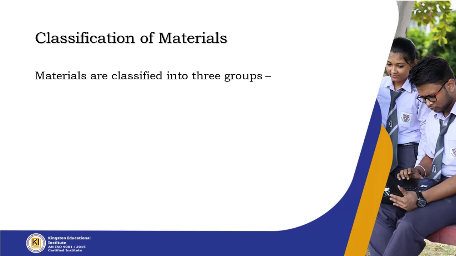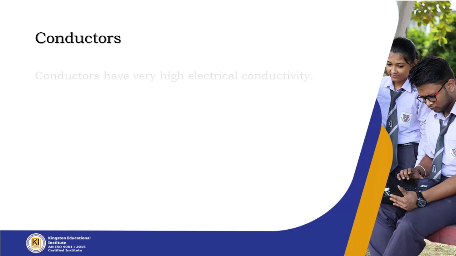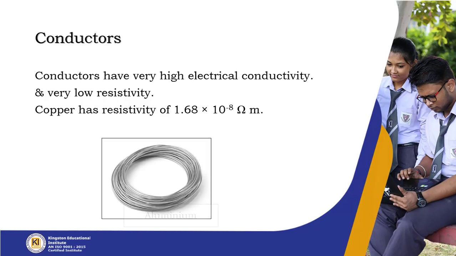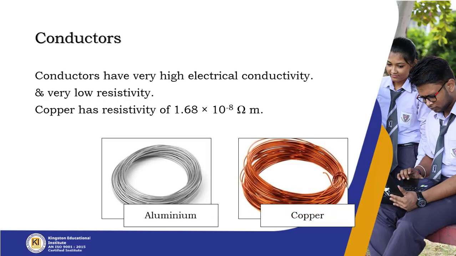As per the electrical properties, that is either conductivity or resistivity, we can classify materials into conductors, insulators and semiconductors. Conductors have very high electrical conductivity and very low resistivity. For example, copper has a resistivity of 1.68 into 10 to the power minus 8 ohm meter. Aluminium is also a conductor.